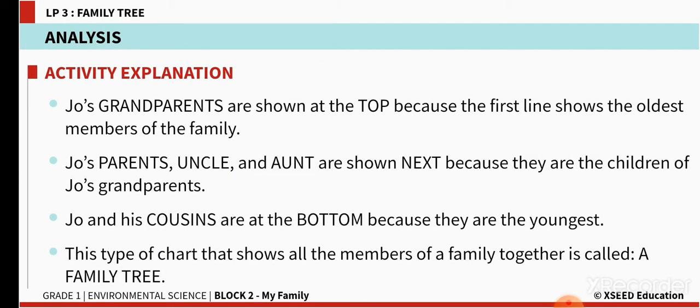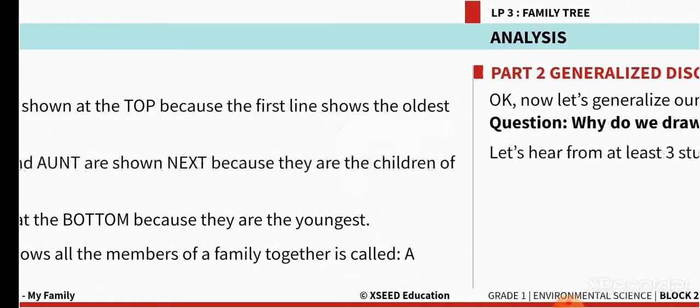So what did we understand from seeing Joe's family? Joe's grandparents are shown at the top because the first line shows the oldest members. Joe's parents, uncle and aunt are shown next because they are the children of Joe's grandparents. Joe and his cousins are at the bottom because they are the youngest. This type of chart that shows all the members of a family together is called a family tree. As I told you before, it is not a real living tree. This is a chart that shows all the members of a family together.